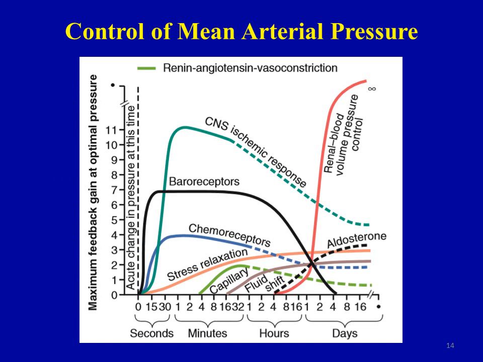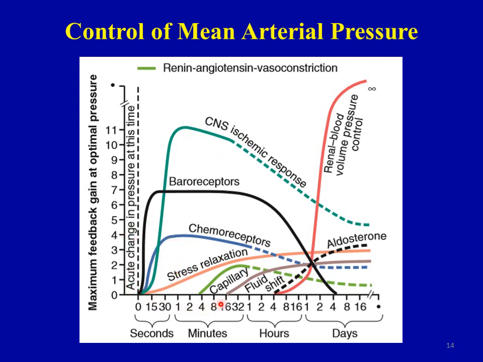As you can see here in this figure, how the different controllers of the mean arterial pressure come into effect in terms of time. Here we have on the x-axis the time: seconds, minutes, hours, and days. We can see that the baroreceptor reflex, the chemoreceptor reflex, and the CNS ischemic response are short-term controllers of mean arterial pressure.